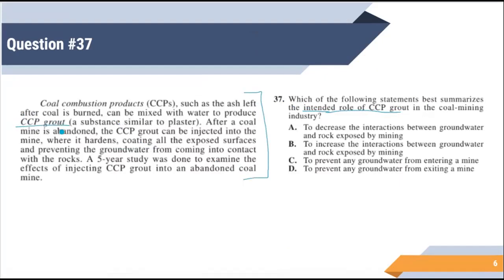It says, after a coal mine is abandoned, the CCP grout can be injected into the mine where it hardens and it coats all the exposed surfaces and prevents the groundwater from coming into contact with the rocks. So basically they're shooting this grout all over the mine to cover up all the rocks in the mine. Which one sounds like that? The correct answer here should be A. The grout decreases interactions between water and rock. Basically, they're covering up all the rocks in the mine, so that if any water goes through the mine, the water does not get exposed to the rocks in the mine.